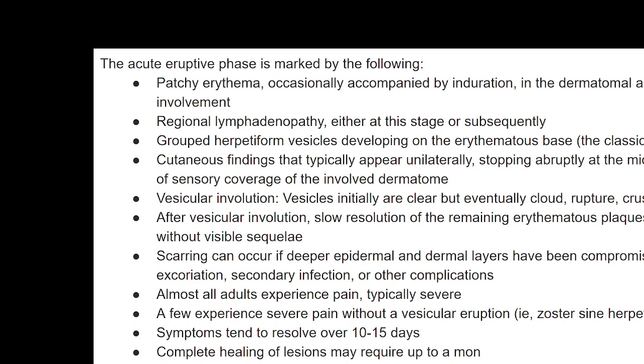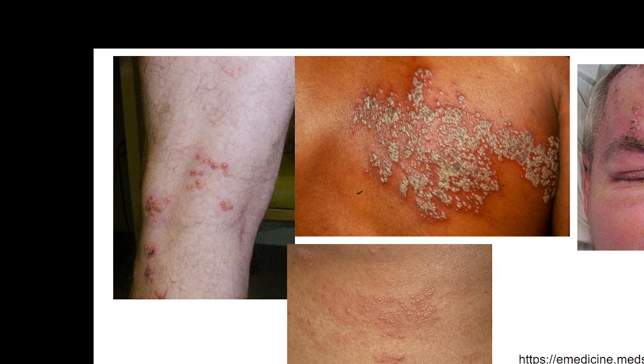The pain is typically severe. At that time, the pain would be very severe. Severe pain along with the eruptions also can occur. Some patients may present without pain, which is also called zoster sine herpete. Not very important. Symptoms usually resolve within 10 to 15 days. Complete healing of the lesion may take about a month.